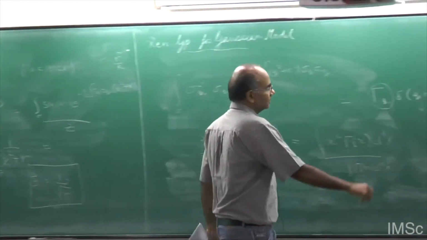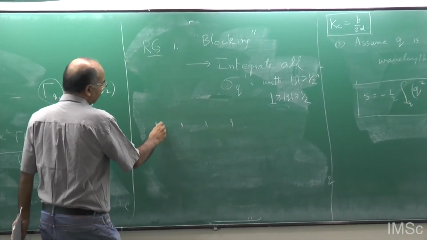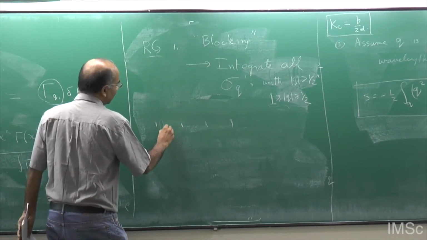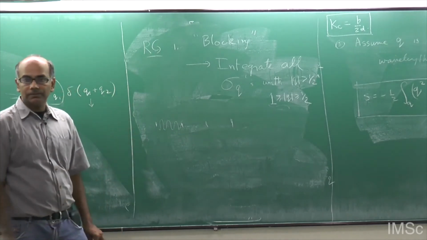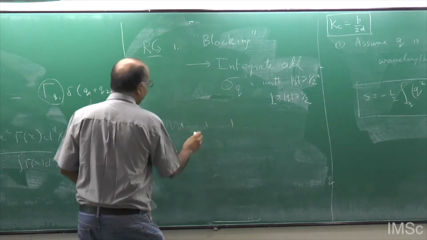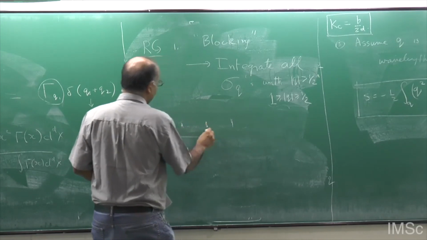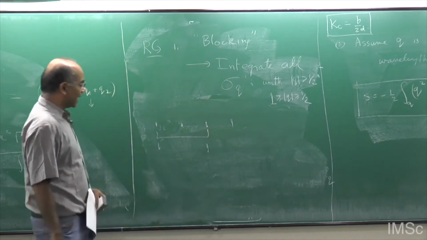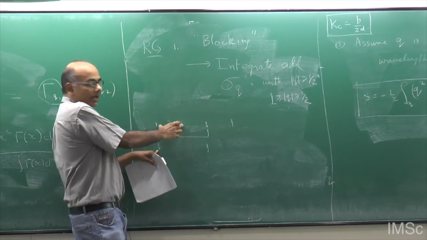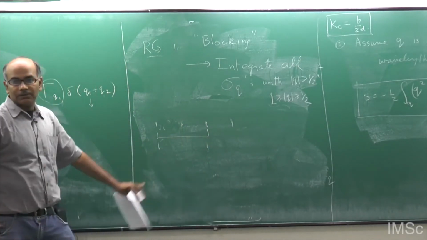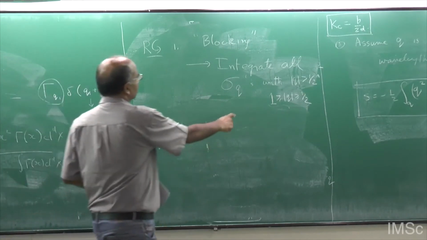So if this is your lattice, this is your lattice spacing. A high momentum component would have oscillations like that, and you don't want those. Okay? Another way of saying it is, if I have this thing and I want to replace it by a lattice like that, I don't want wavelengths which are smaller than this. I only want wavelengths of that size. So you get rid of half the wavelengths, integrating out the sigma q's.